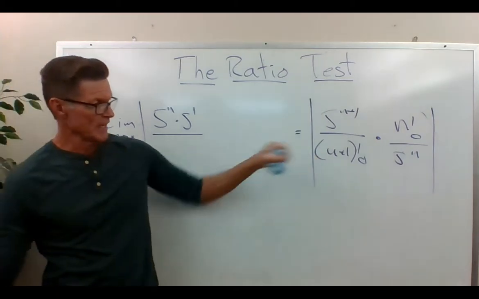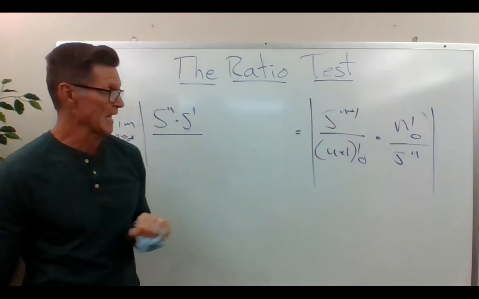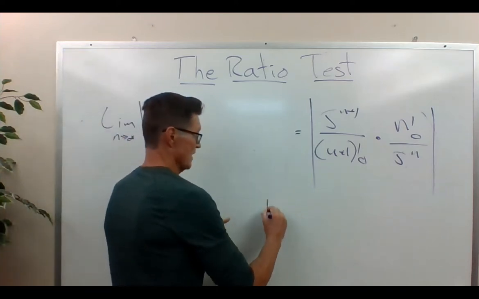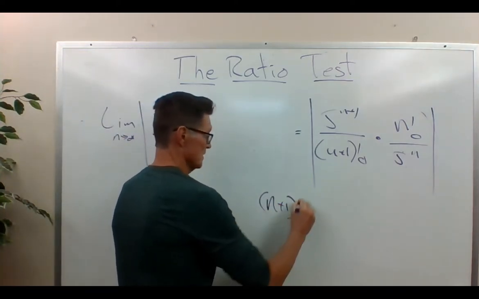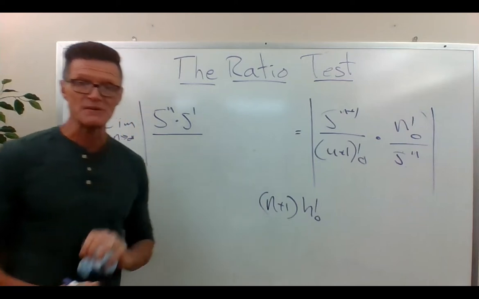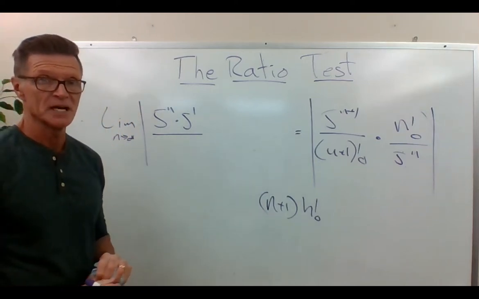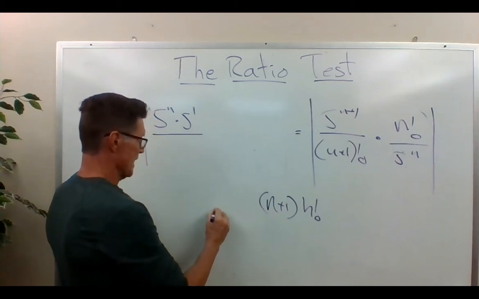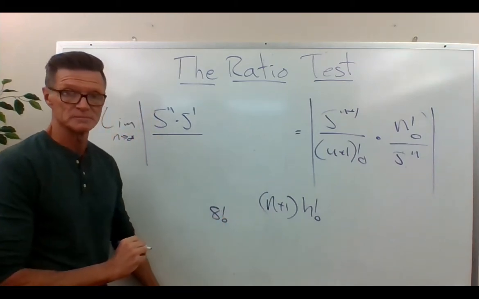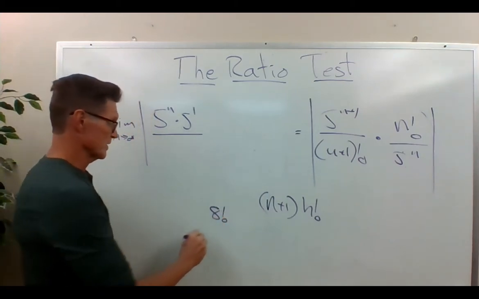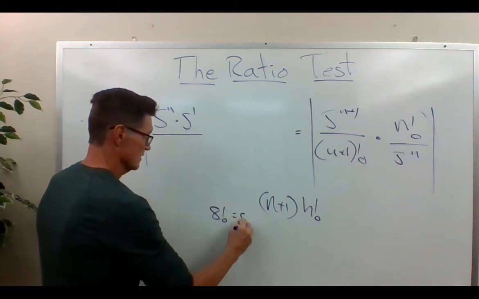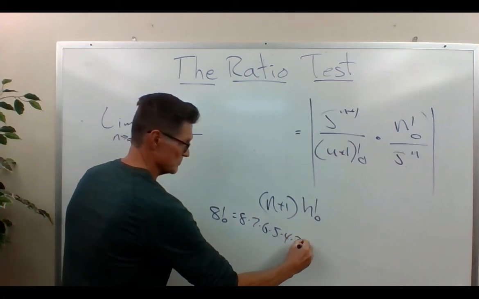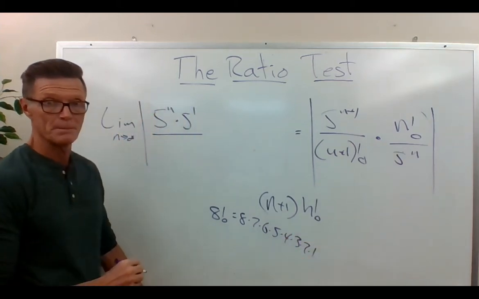Another cute little algebraic thing we're going to do: n plus 1 factorial can be rewritten as n plus 1 times n factorial. Now here's why. Let's just say as an example we have 8 factorial. Well, 8 factorial is 8 times 7 times 6 times 5 times 4 times 3 times 2 times 1.